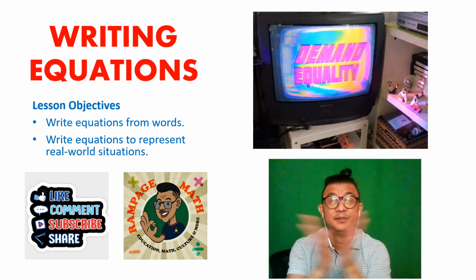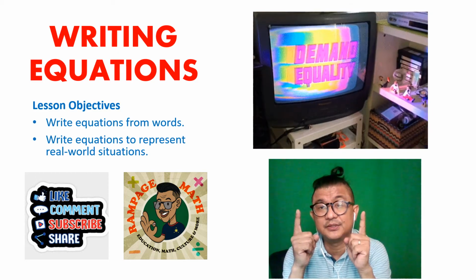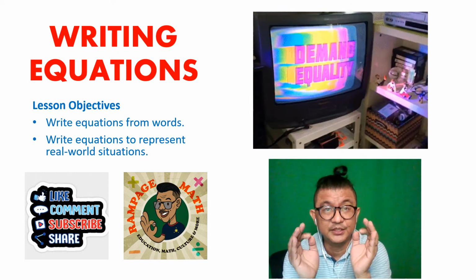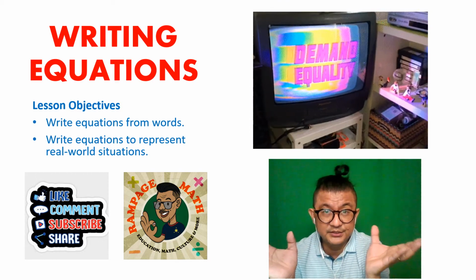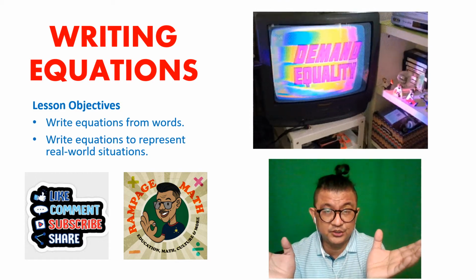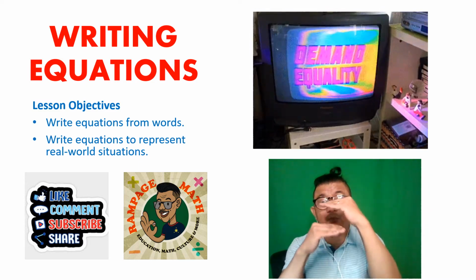Oh, hi, y'all. Today we will talk about writing equations. But check this out. It says demand equality. People will always demand equality. It could be equality of race, of religion, of culture, or sexual orientation. And the best symbol they use is the equal sign.